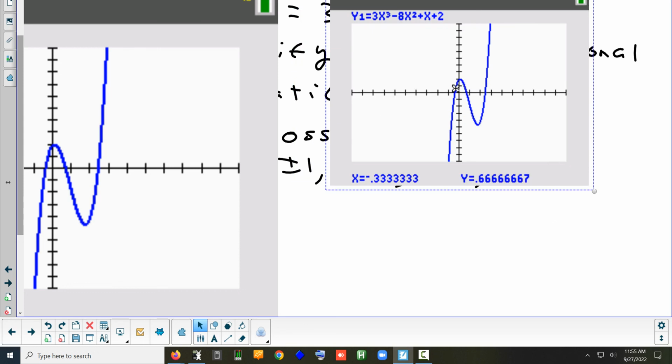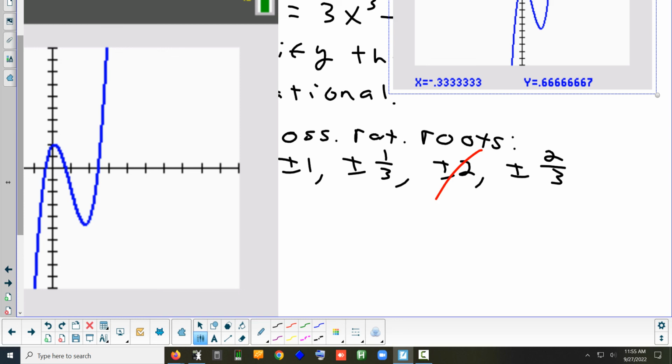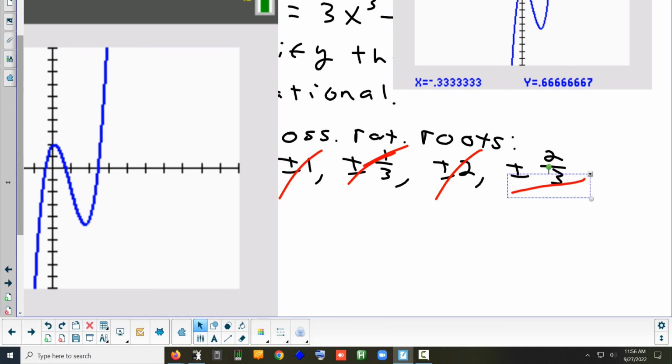So it's only positive 2/3. Well, it's definitely not plus or minus 2. I mean, there's no question there. It's not plus or minus 1. It's definitely not plus 1/3. We know it's not minus 1/3 because we checked. It's not minus 2/3. So the only possible option that was left was positive 2/3. All right, and we confirmed it.